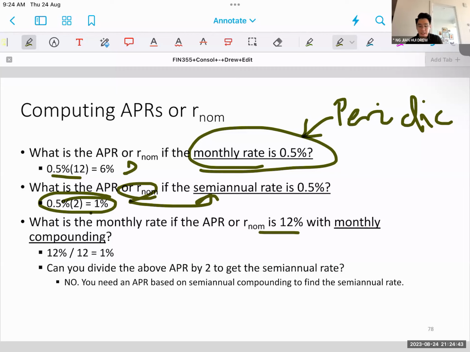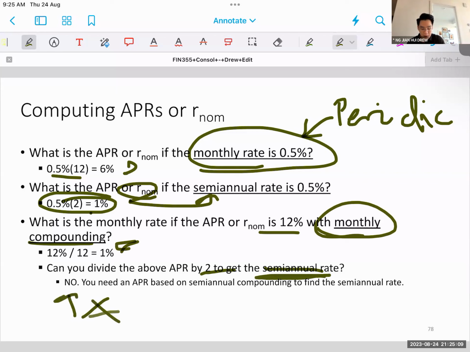Now, what's the monthly rate if the nominal rate is 12% with monthly compounding? Remember, when we calculate the periodic rate, we just take the nominal rate divided by the number of periods, 12, which gives 1% here. However, can we take this same rate divided by 2 to get the semi-annual rate? This is a big no. This is very important. You cannot do that.